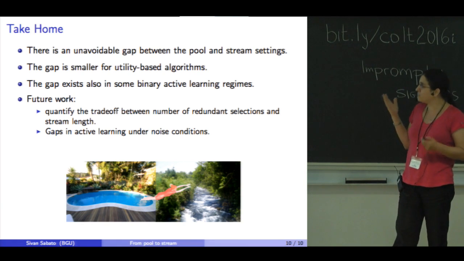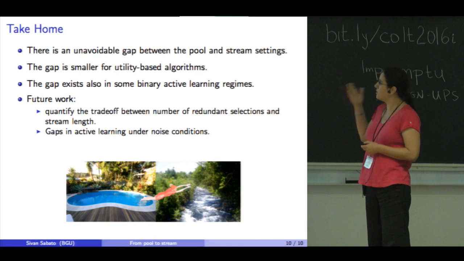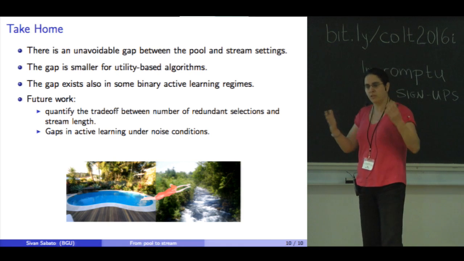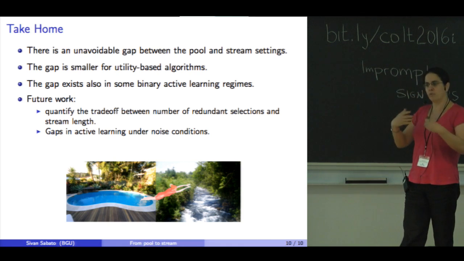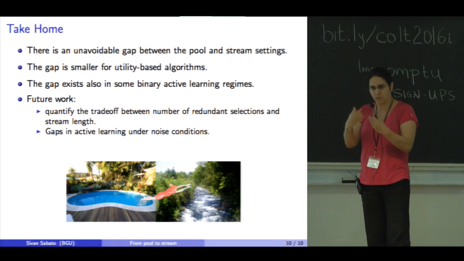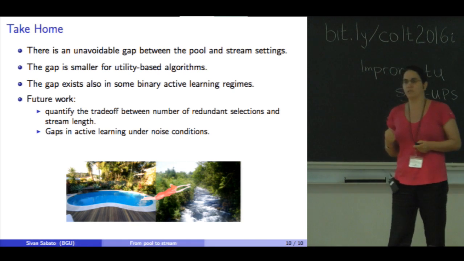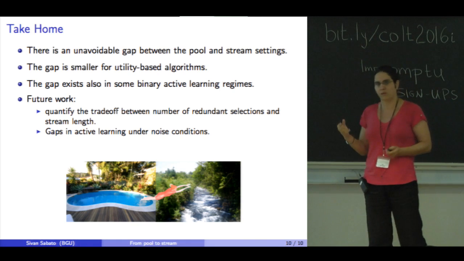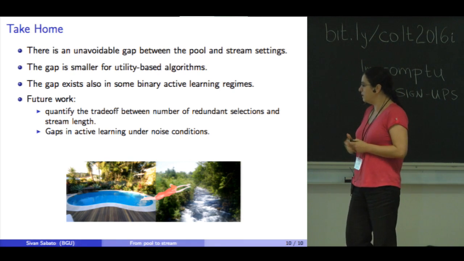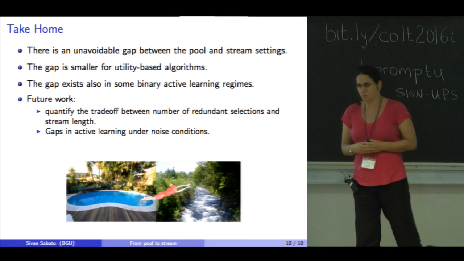And here there are a lot of open questions. One of them is, what is the trade-off between the stream length and the number of elements that you're allowed to get? Because there is a trade-off here. And another is specifically for active learning: what happens under different interesting regimes for active learning? And there are other open questions as well.